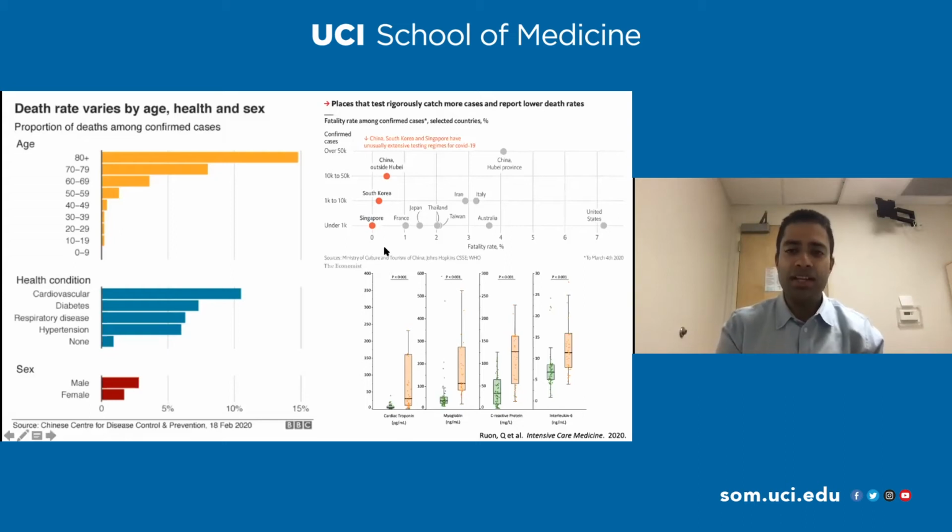On the top right, I just want to make the point that testing is important, and places that don't test very many people likely have higher mortality rates in their data, because they're only catching the patients that are very severe. So it's part of what we see, that the measured mortality rate depends largely on how many cases you have. And the more cases you can measure that are minimally symptomatic, the lower that rate gets.